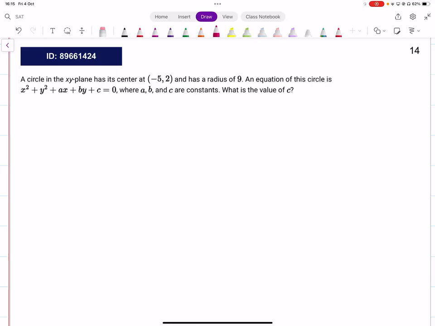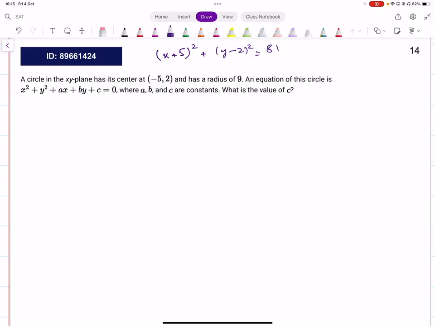What's the value of C? All you have to do is write down the equation, simplify that. You have the center, you have the radius. You can write down the equation. The equation would be x plus 5 whole squared plus y minus 2 whole squared equals 81.